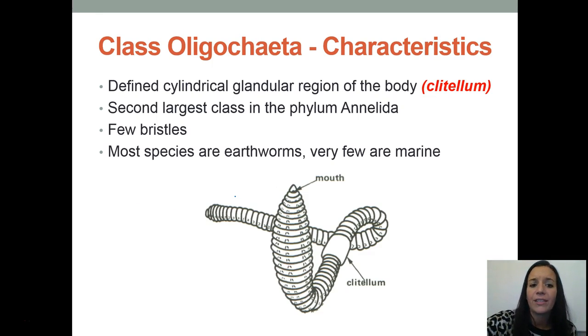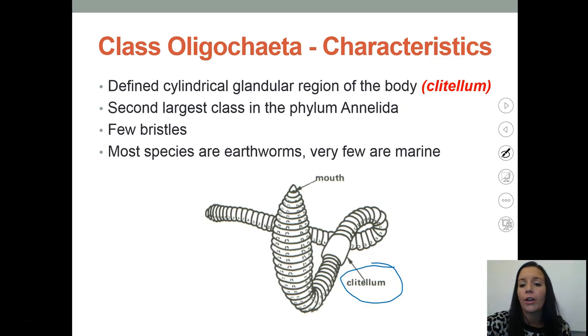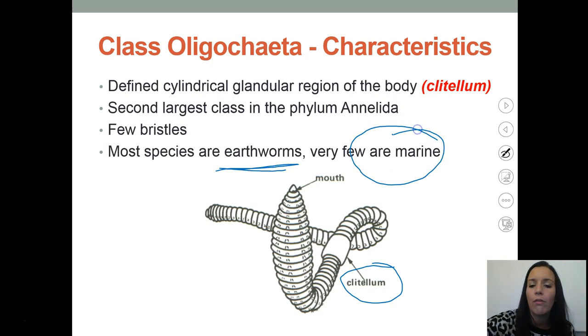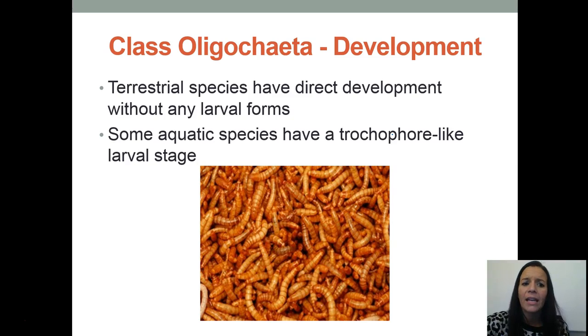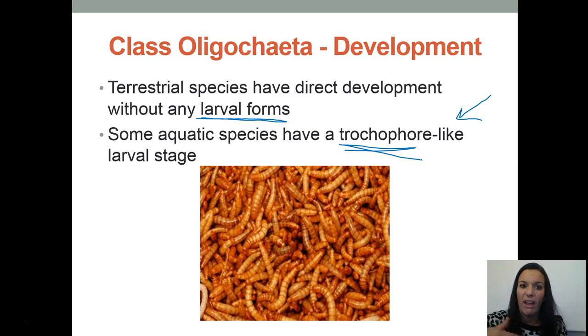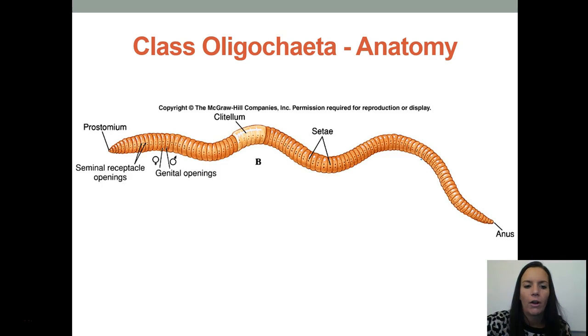In terms of characteristics, they have this defined glandular region called the clitellum. This will be very obvious when we do our dissections in class, and I'm sure if you think about an earthworm, you can think about this part. They also have few bristles. They're really not going to have as many bristles as the previous worms we discussed. And like we said, most are earthworms, although there are a few that are marine. For their development, the terrestrial species, like we discussed, do not have a larval form, but some aquatic species have that trochophore-like larval stage with that little spinning cilia larva.